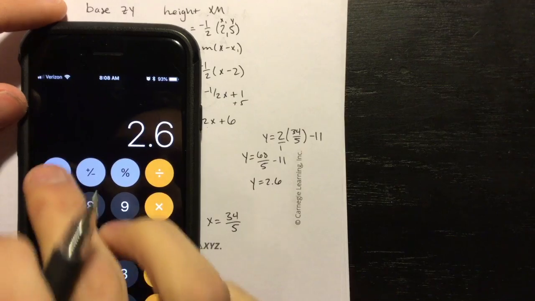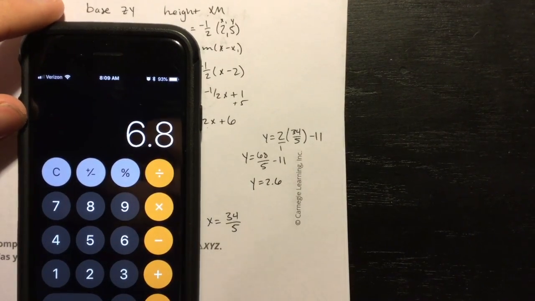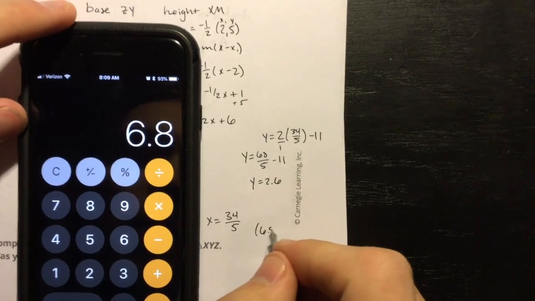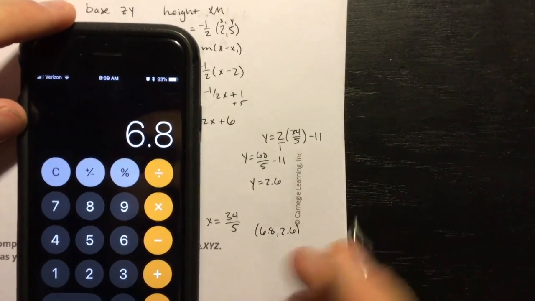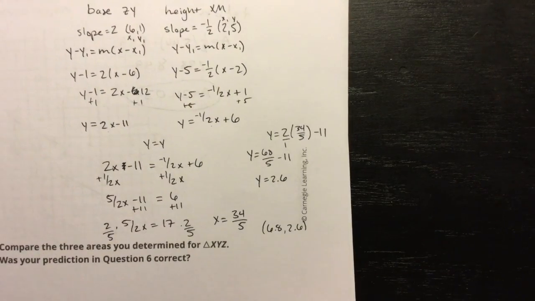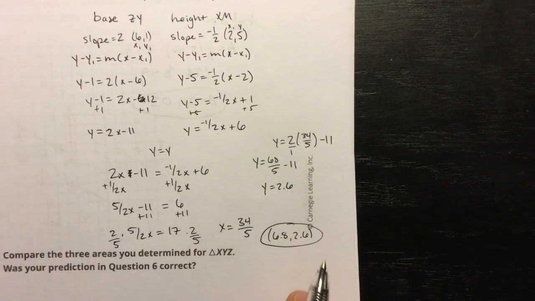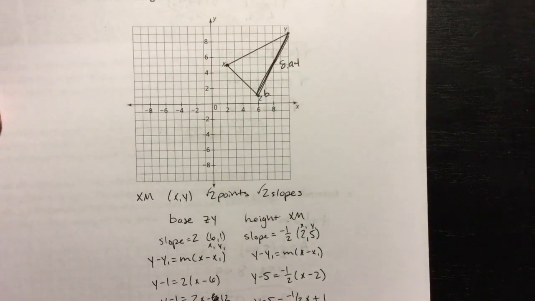So then I might as well make our x value 34 fifths a decimal as well. So this would put us at 6.8, 2.6. Some of you who like decimals better than fractions are super excited that I did that. Some of you who like fractions better than decimals are bummed. This is just another way to show it. So 6.8 and 2.6 would be my M value.